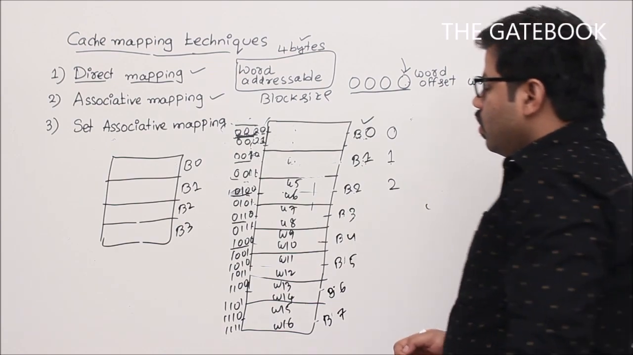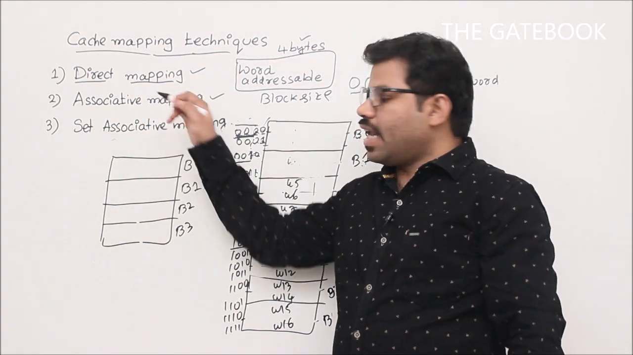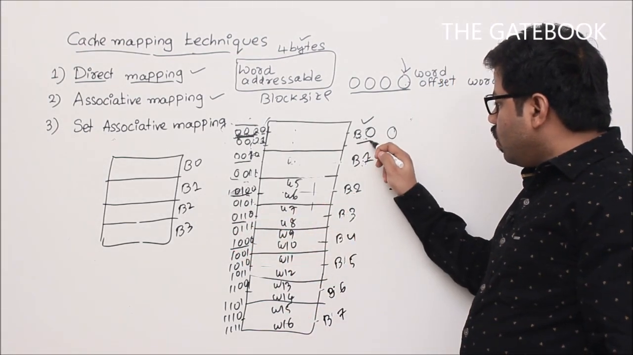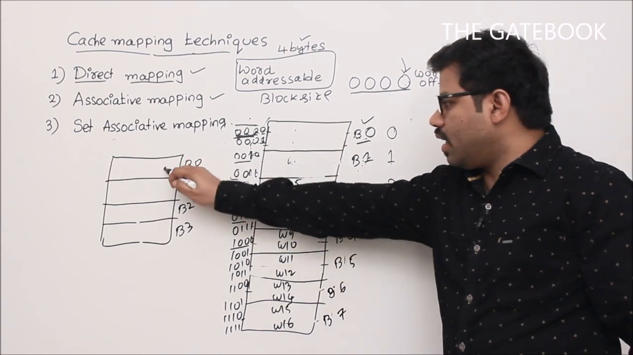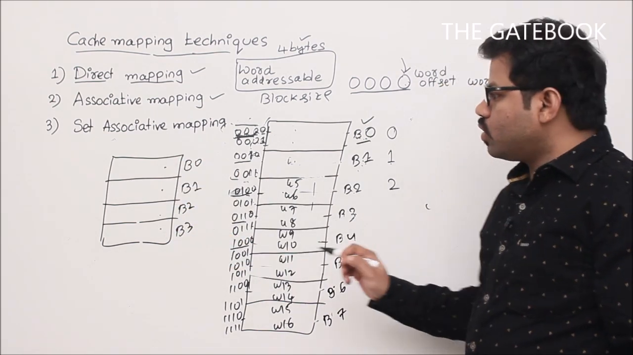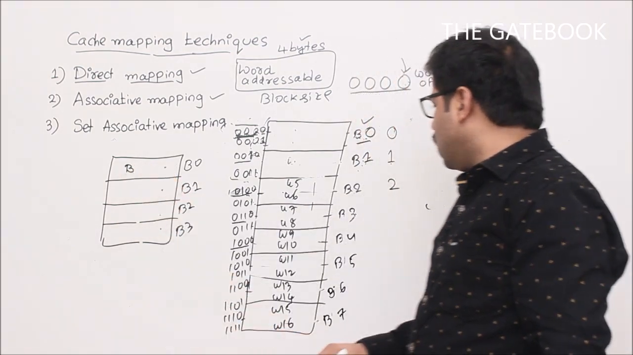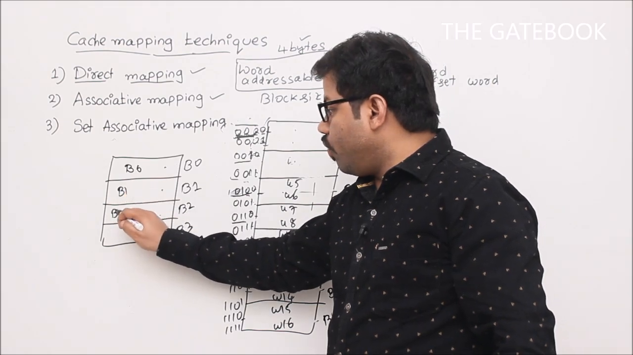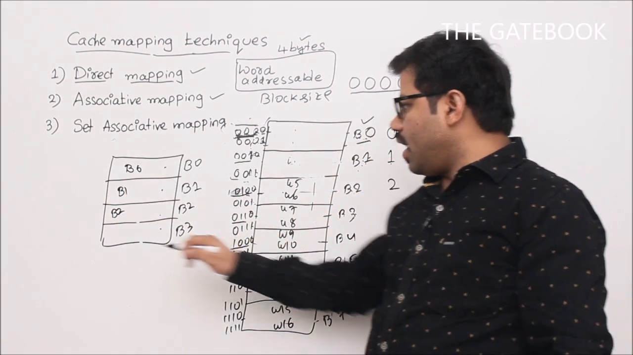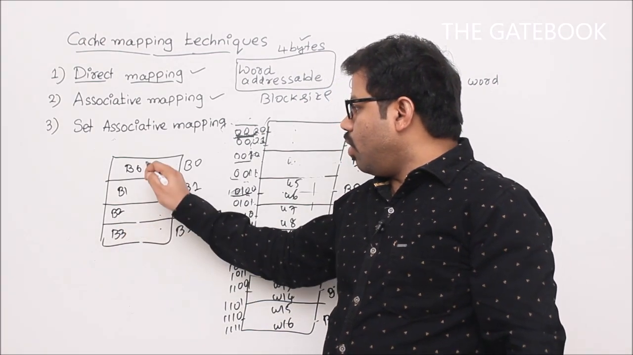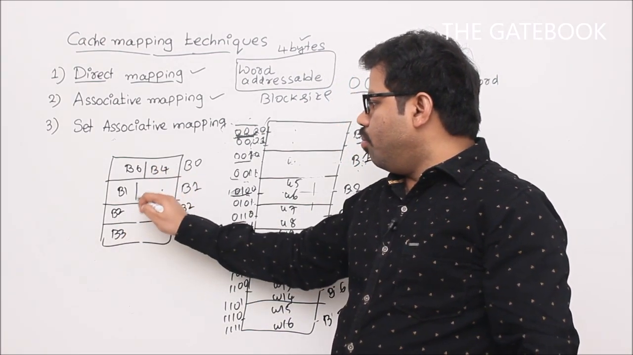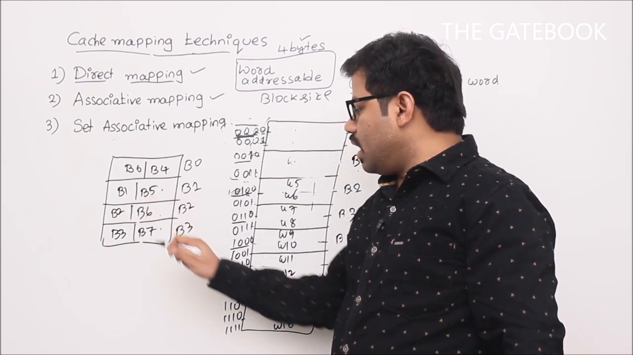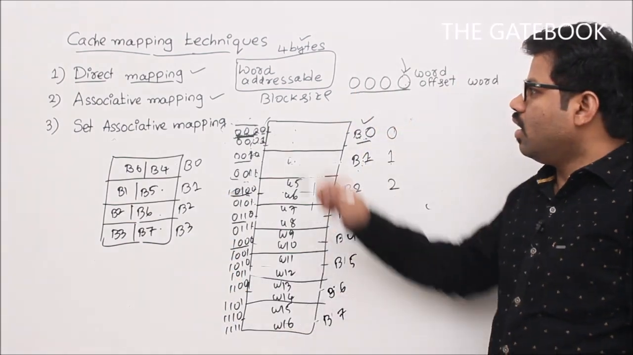Understand? Now we'll come to this mapping. Since it is direct mapping, I will tell you what we can do. Block 0, block 1, block 2, block 3 will go directly to these 4 blocks. Block 4 again goes to block 0. In that way we can plan. Block 0 here, block 1 here, block 2 of the main memory I keep here, block 3 here, block 4 in B0, block 5 in B1, block 6 in B2, block 7 in B3. In that way we plan it. This is called direct mapping.